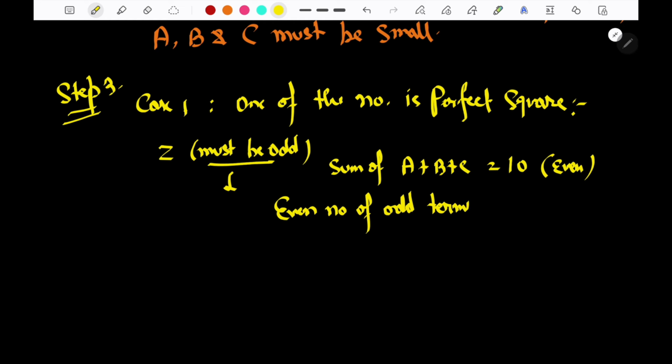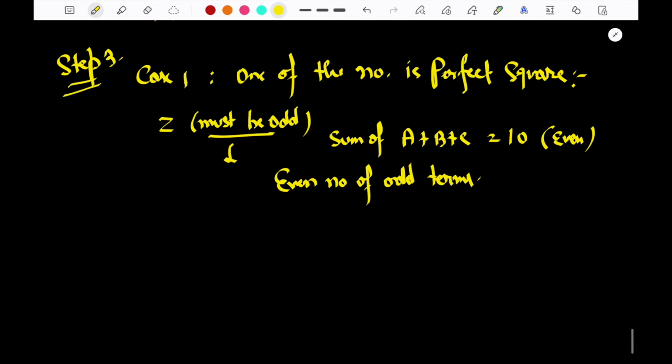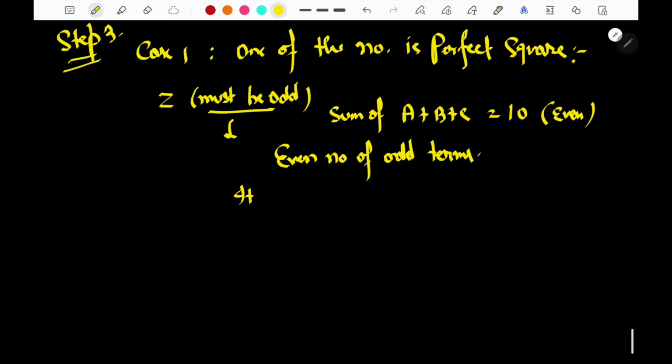Why? If there are 2 even and 1 odd, there will be a problem. 2 even makes even. Even plus odd is odd, which is not true here. So if one of the numbers is a perfect square, there must be an even number of odd terms. Done? So it means there must be 2 perfect squares.